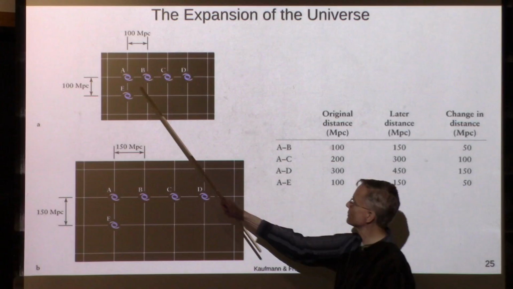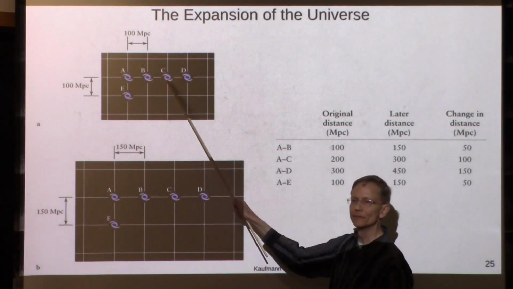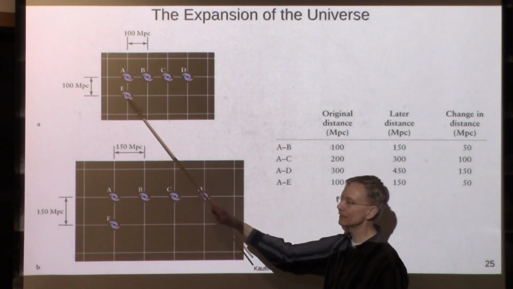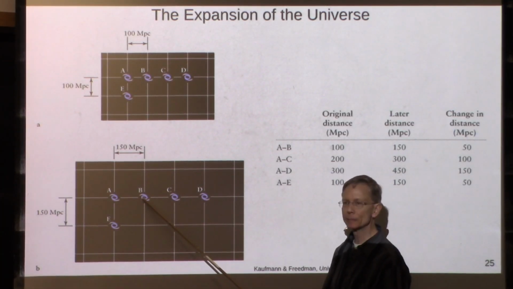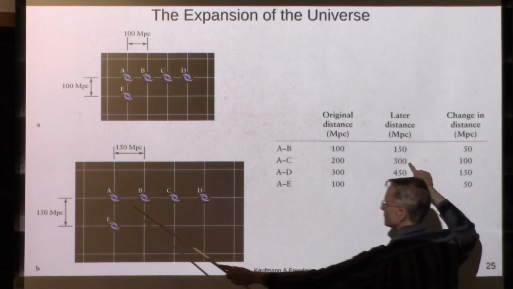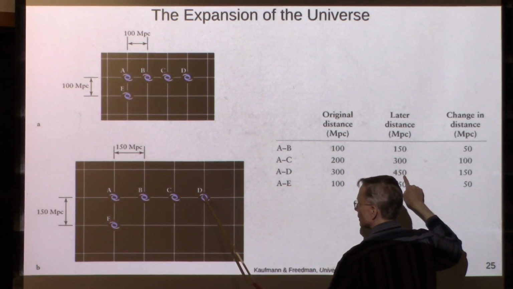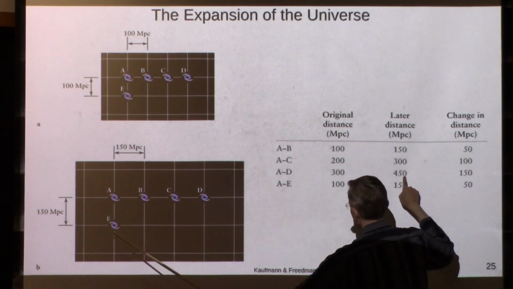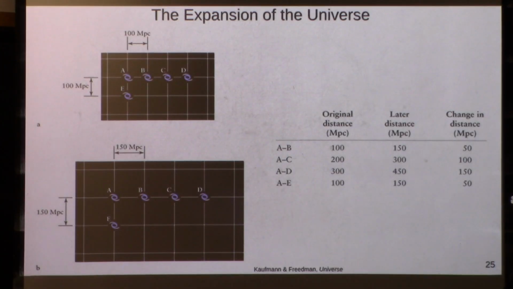But anyway, what's the original distance between A and B? 100 megaparsecs. Between A and C? 200. 200 between A and D, 300 between A and E, 100. What's the final distance between A and B? 150. What's the final distance between A and C? 300. 300 between A and D. 450. 450, 3 times 150. Between A and E? 150. 150, okay.